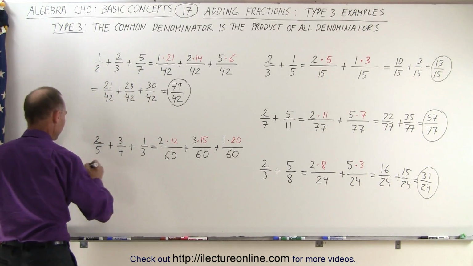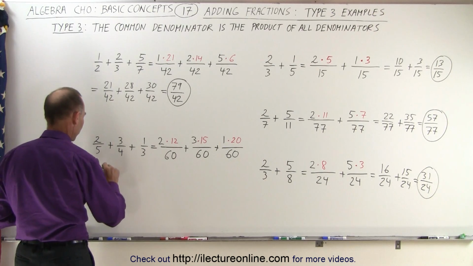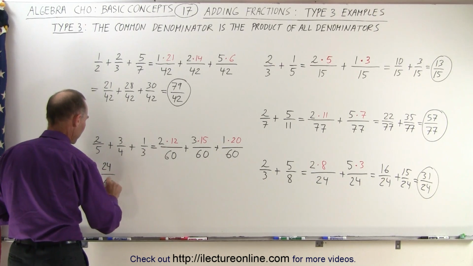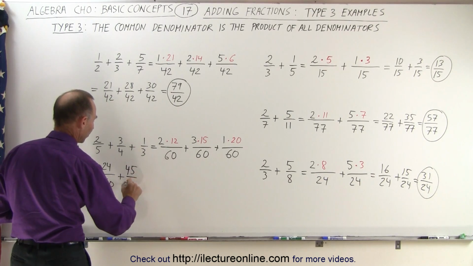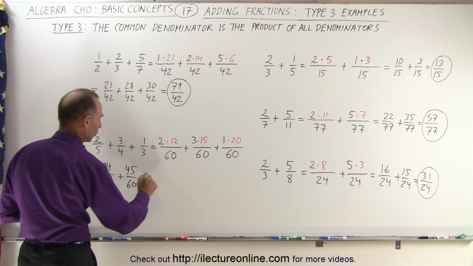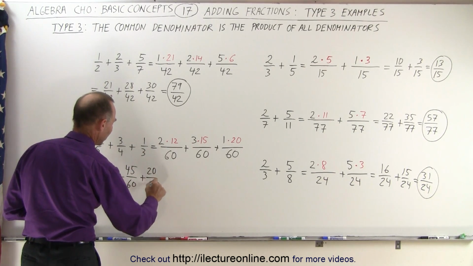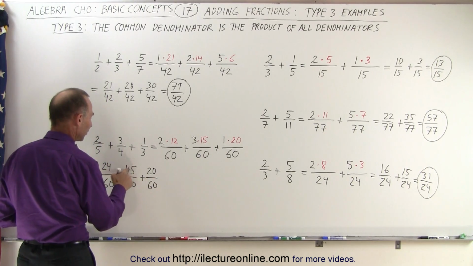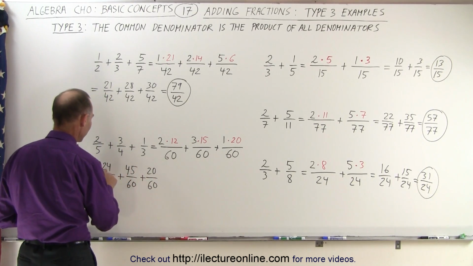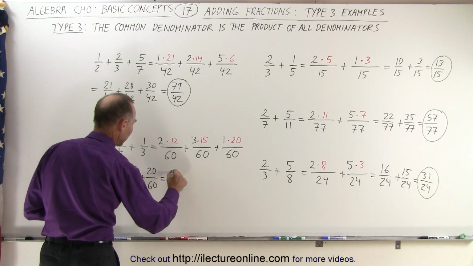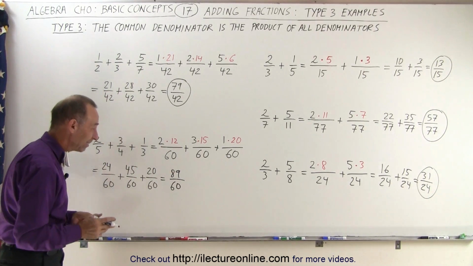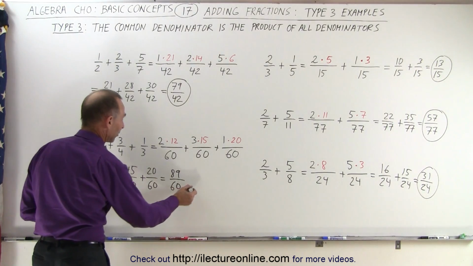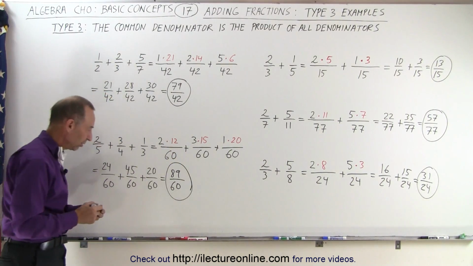Then you simplify those fractions. That becomes 24 over 60 plus 45 over 60 plus 20 over 60. When you add these together, 45 plus 20 is 65, 85, 89 over 60. And it looks like 89 is a prime number, so that's probably the final result, the most reduced form of that answer.